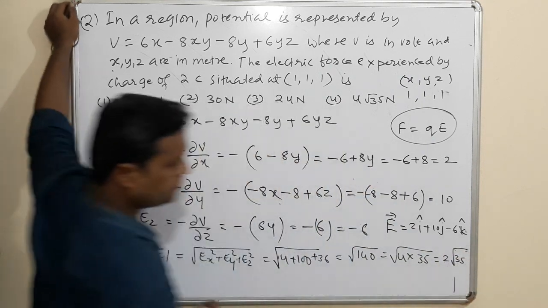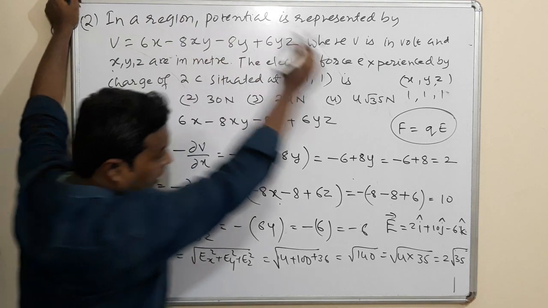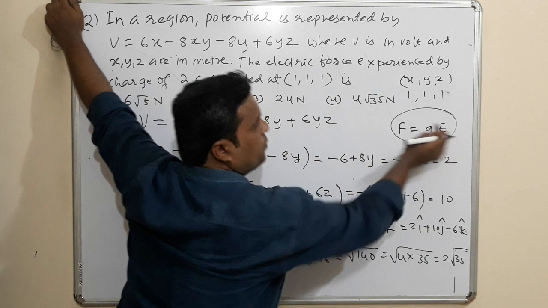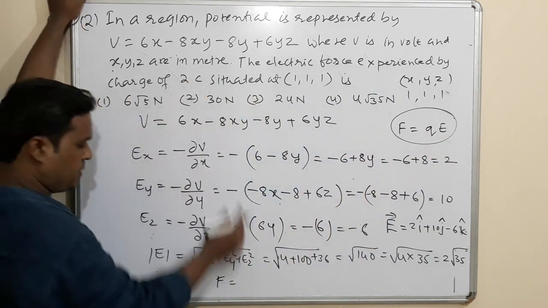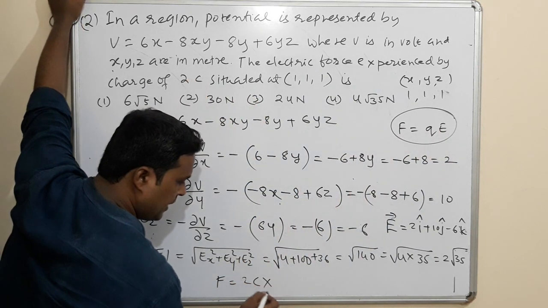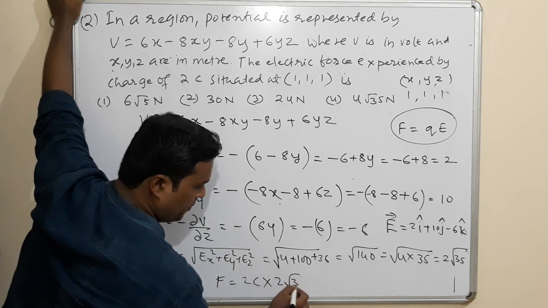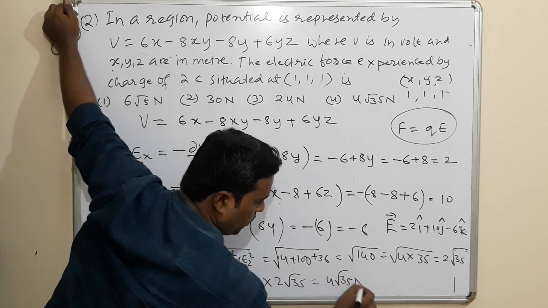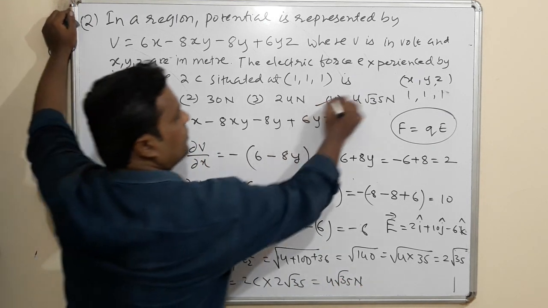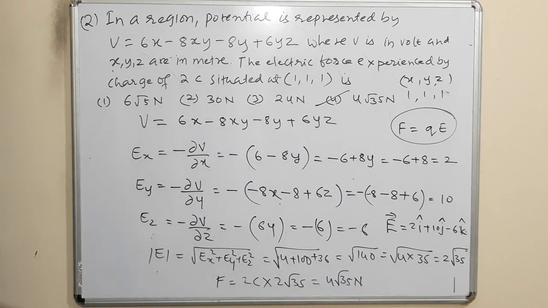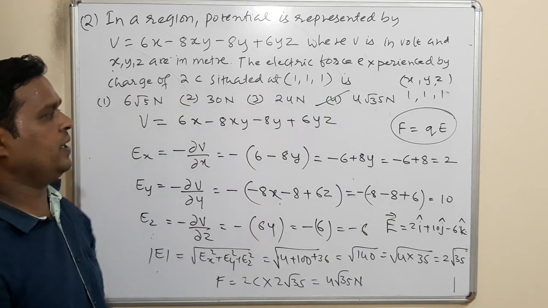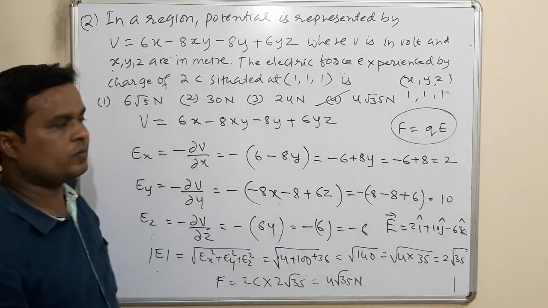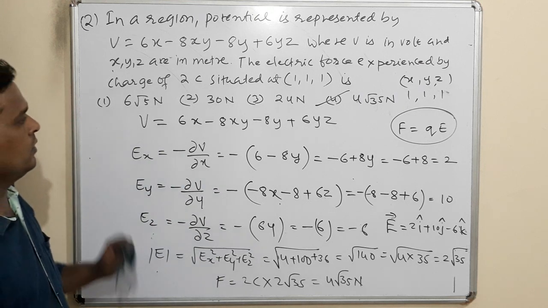2 root 35. Okay. Now I want to find the force. Force is equal to charge into field. What is my charge? 2 coulombs. This will be 2 coulombs into 2 root 35. Then overall force will be 4 root 35 Newton. This is my option. First you find the field, then you go for the calculation of force. For this we want the magnitude of the field. Okay? Note it down.